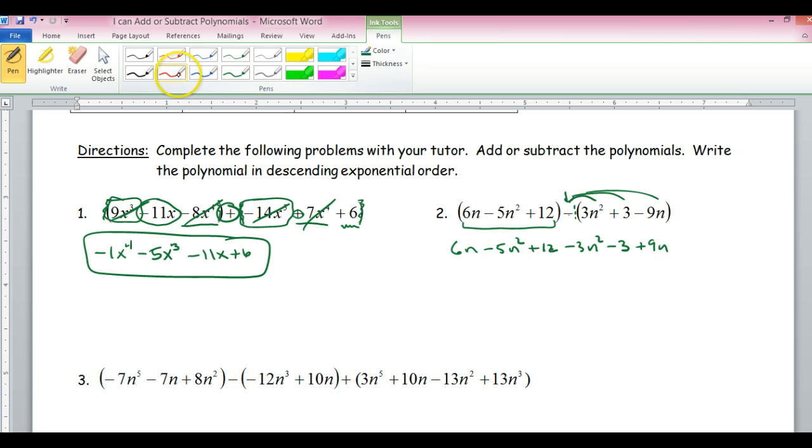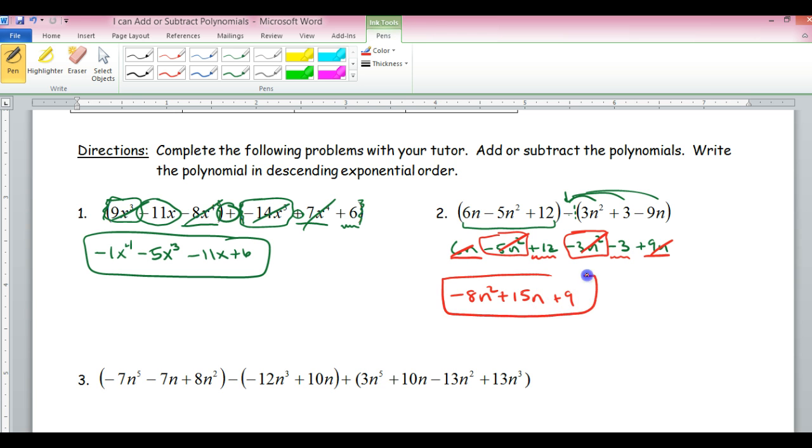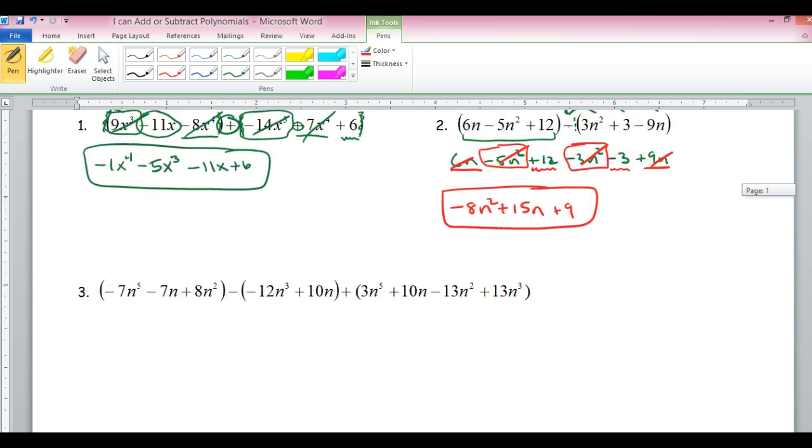And now, when I go to combine like terms, negative 5n squared minus 3n squared is going to give you negative 8n squared. Cross them out, I've used them. I go to the next highest exponent. 6n plus 9n is plus 15n. Cross them out, I've used them. Then 12 minus 3 is 9. And that is what we get when we subtract these polynomials.